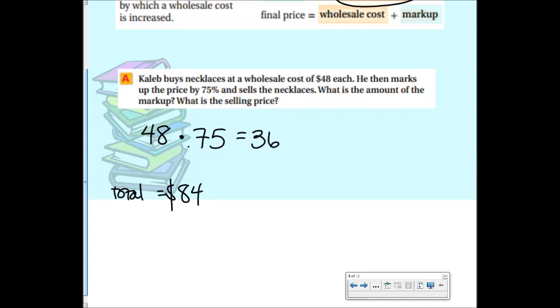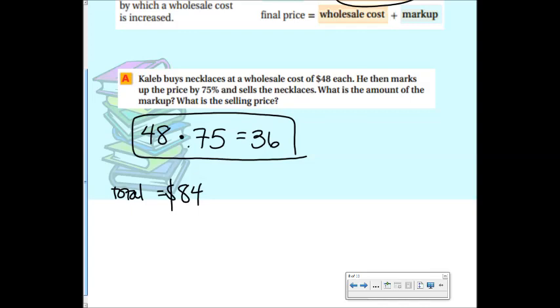But again, markup, same as sales tax, same as tip. How do you find it? Multiply, and then what do you do with it? Add it on. So the only time you should be subtracting is if it's a what? Discount or a coupon. If you see the word coupon, it's the same thing as discount.